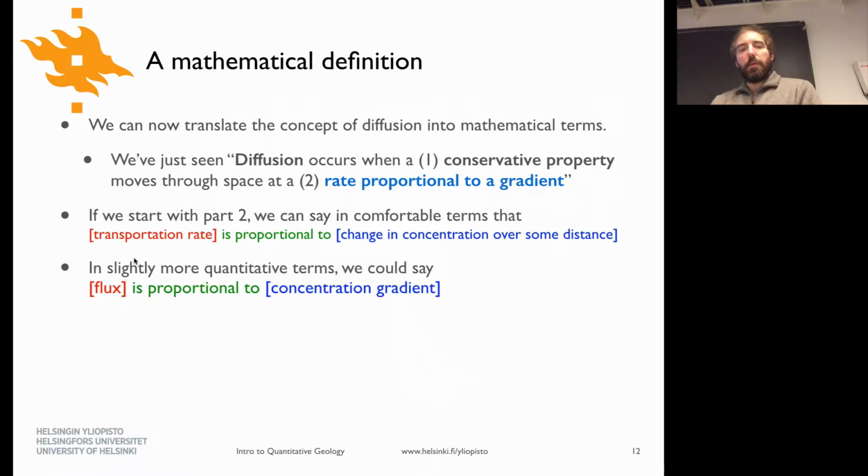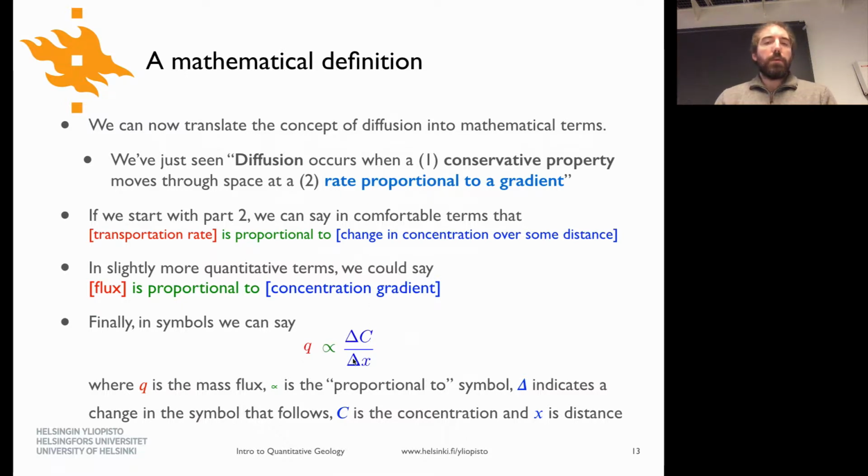If we put it in a little bit more quantitative terms, we could change transportation rate to be something called the flux. Those two things are more or less the same. So it's the rate at which material is being moved or things are being heated up or whatever, is proportional to this concentration gradient. And we saw that in that little animation before, where the concentration gradient was high, we saw the greatest change in concentration at the start.